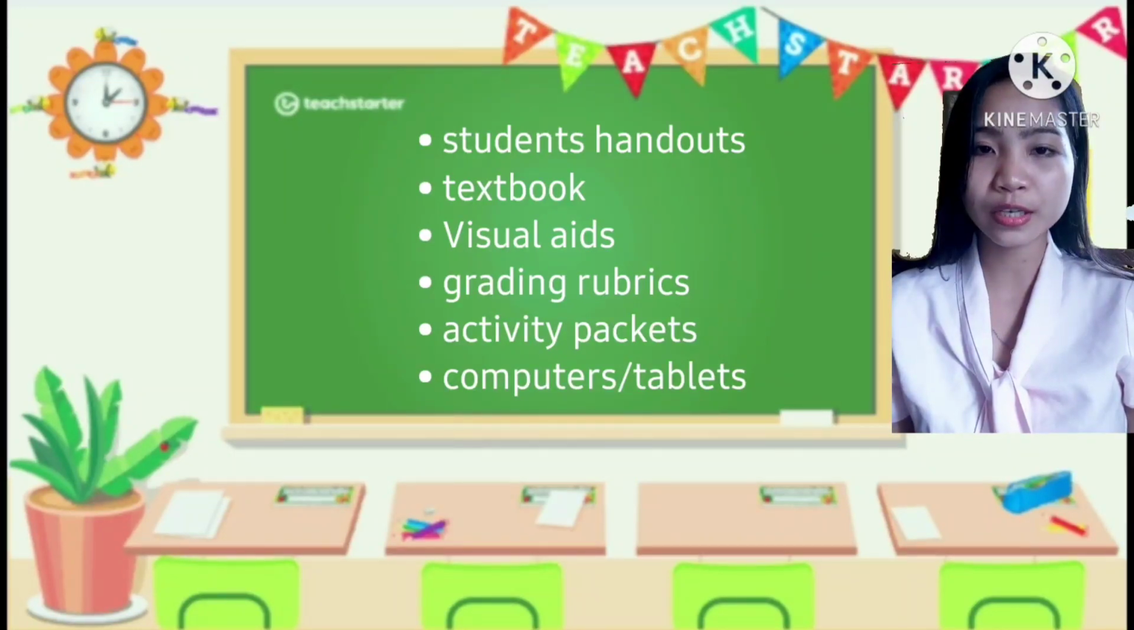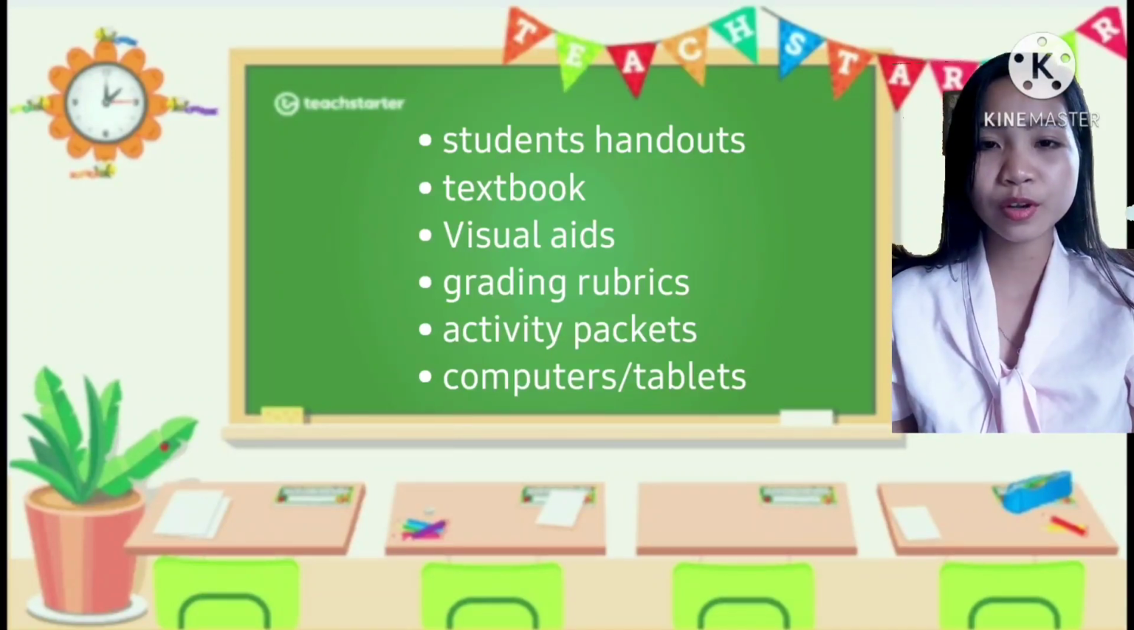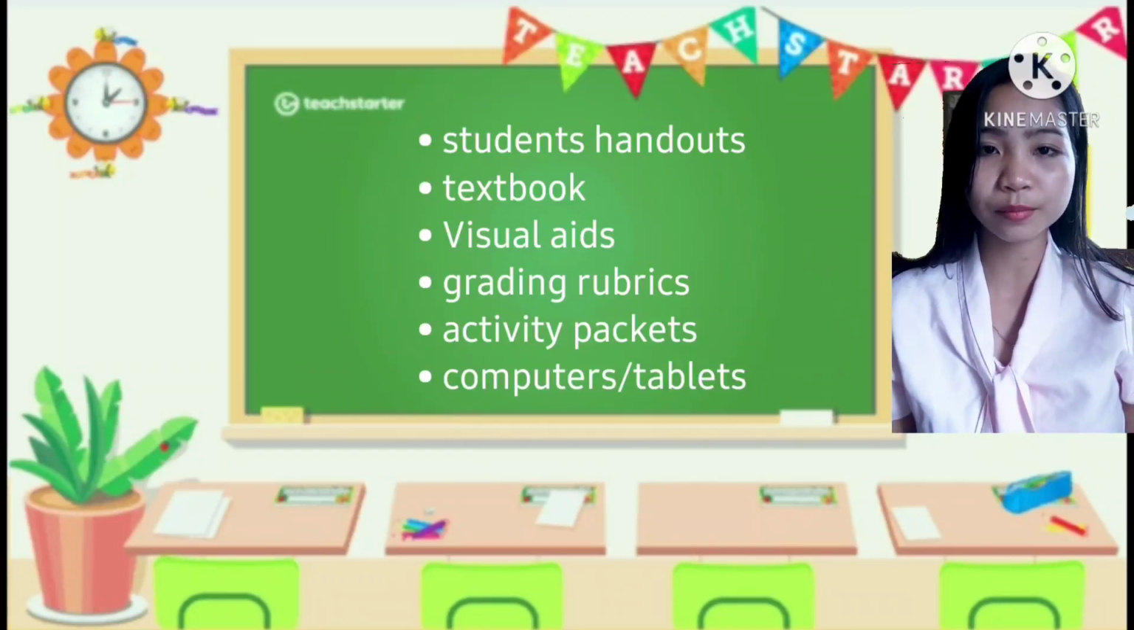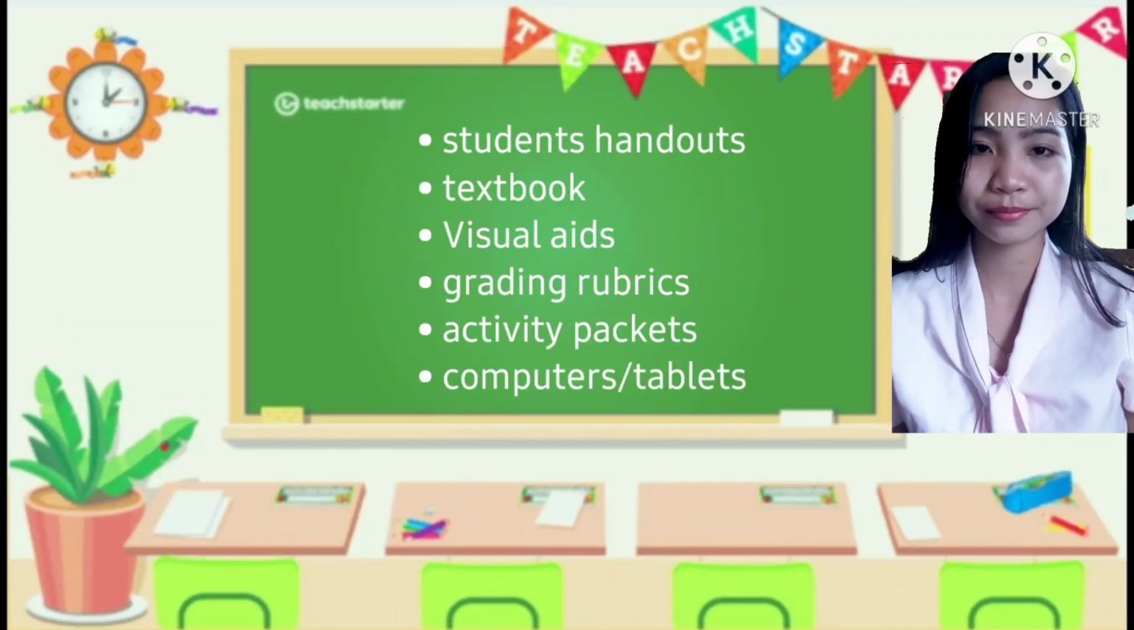The list of materials for each lesson depends on what you plan to teach, how you'll teach it, and how you will measure lesson objectives. Because of this, many teachers compile their list of lesson materials in tandem with their lesson procedure.